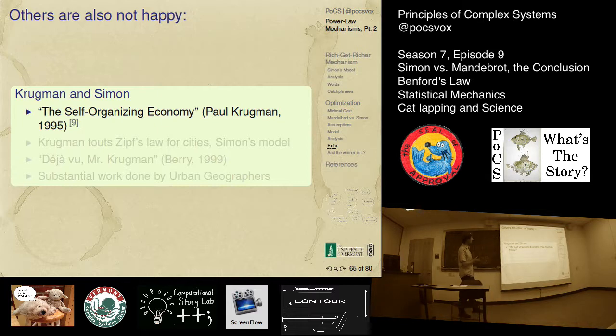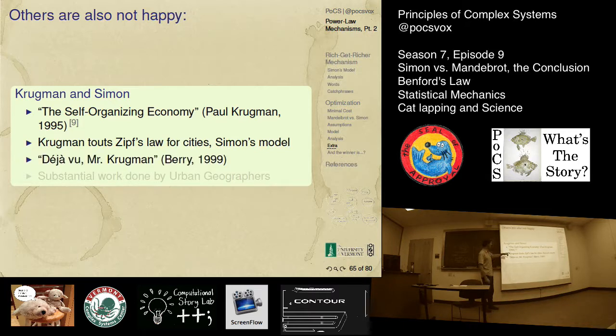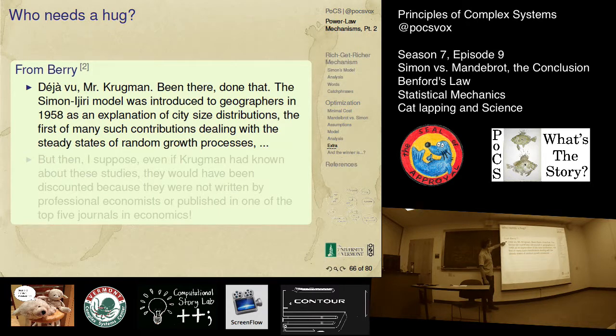So lots of other crazy things. There's Krugman. This is the book that I first came across this stuff in, actually, Self-Organizing Economy, but it's well known by many people. It talks about it for cities, blah, blah, blah, right? Then this is 1999, so it's '95. This is a little piece called Deja Vu, Mr. Krugman. Urban geographers know all about this stuff. Been there, done that. And it's going to put in Ijiri.